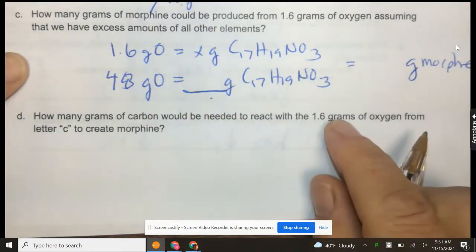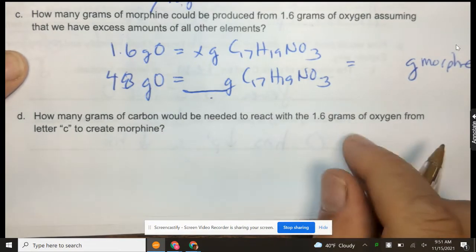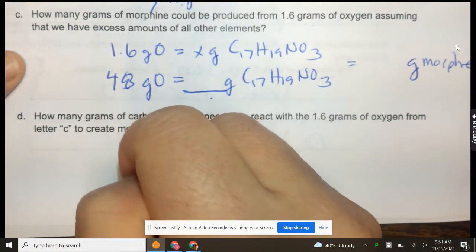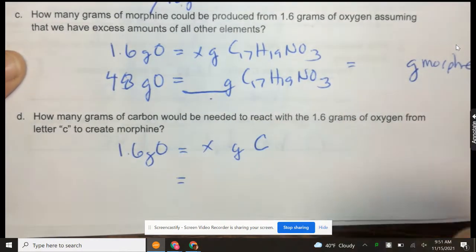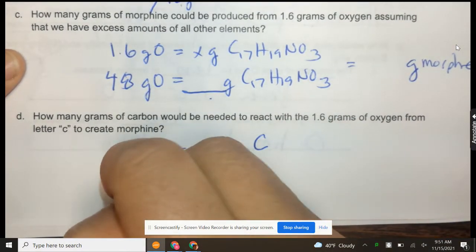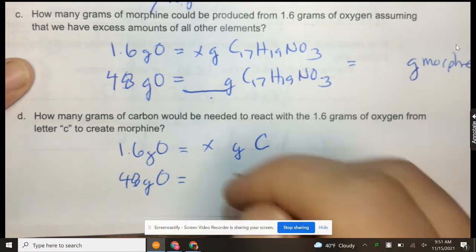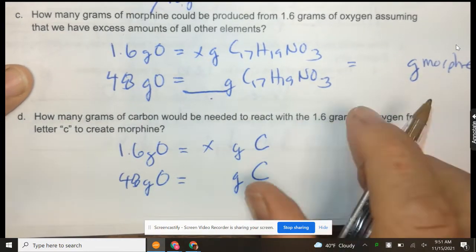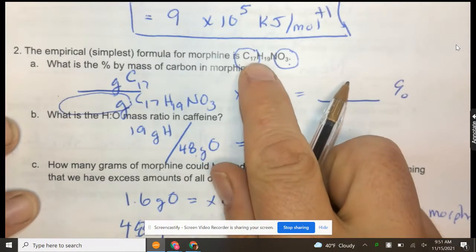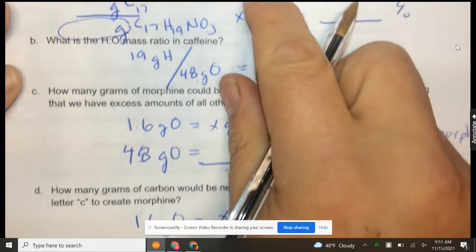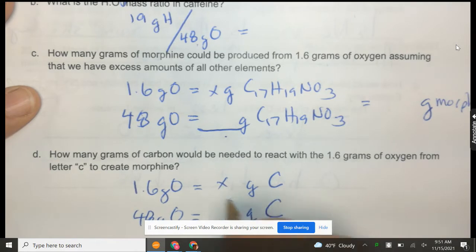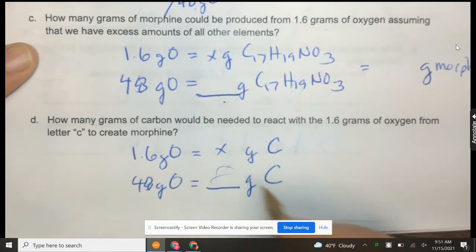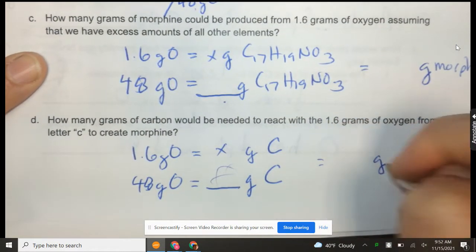How many grams of carbon would be needed to react with 1.6 grams of oxygen? So I have 1.6 grams of oxygen. I want to know how much carbon I would need. Well, I know in morphine there's 48 grams of oxygen for every, whatever 17 times 12 is, for your grams of carbon. So that would be the mass of carbon in morphine. You cross multiply, and you'll have your grams of carbon. Easy.